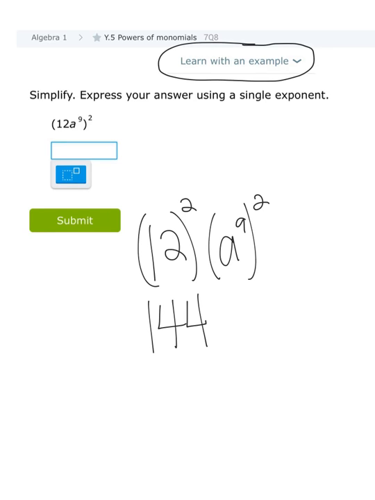And then I have to multiply my exponents for this variable. So this would be a to the ninth to the second power. So I just multiply my two exponents, 9 times 2, and that would give me a to the 18. So my final answer would be 144a to the 18th. All right, let's go to another example.